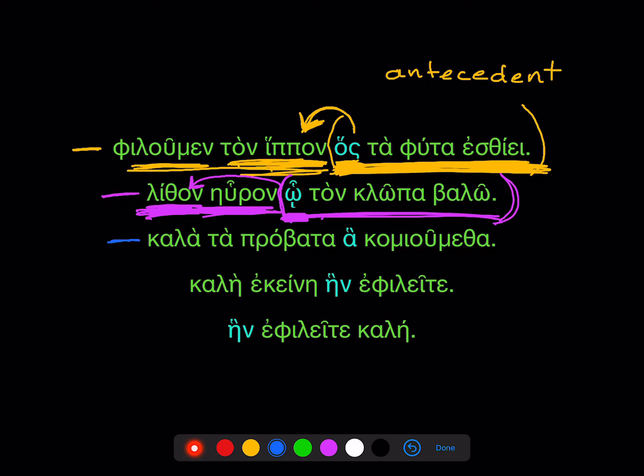Kala ta probata ha komioumetha. Beautiful are the sheep. Here's our relative clause, which we will acquire. So the sheep here are neuter and plural and nominative, right? Kala ta probata, beautiful are the sheep. And then here's our relative pronoun, and its antecedent is the sheep, so it's neuter and it's plural like the sheep. But it's the direct object of komioumetha, so it's accusative here. So beautiful are the sheep, which we will acquire. Let's look at another one.